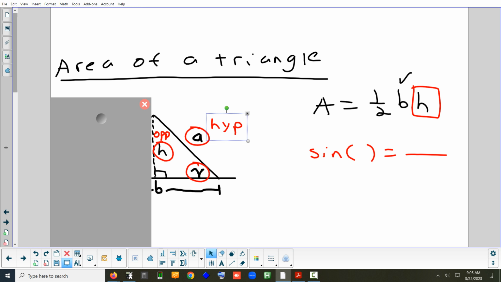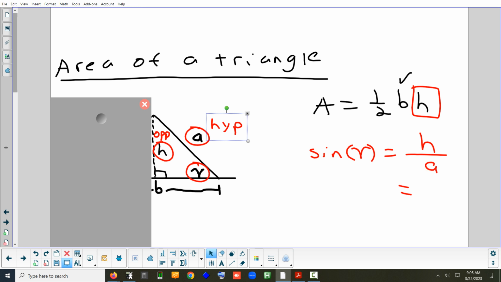What's my angle that I'm using as kind of my reference point here? Gamma. Yeah. So it's going to be sine of gamma, which gamma will be given to you in the problem. So you're going to know that. Sine of gamma equals opposite over hypotenuse. What's opposite, or how did we label the opposite? Height. Yep, height, which you are not going to know. They're not going to tell you that. And then over the hypotenuse. What's my hypotenuse? Yep. A. They are going to tell you A.